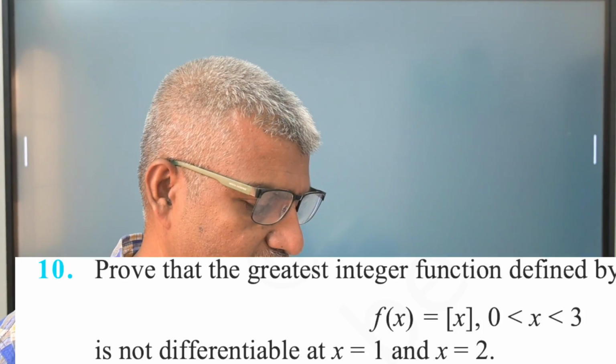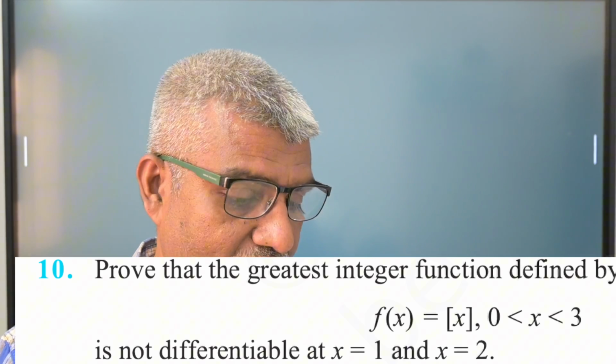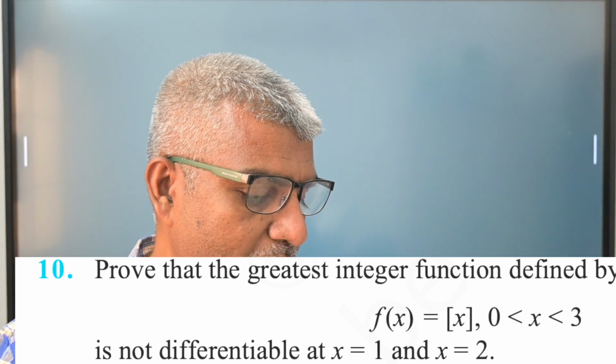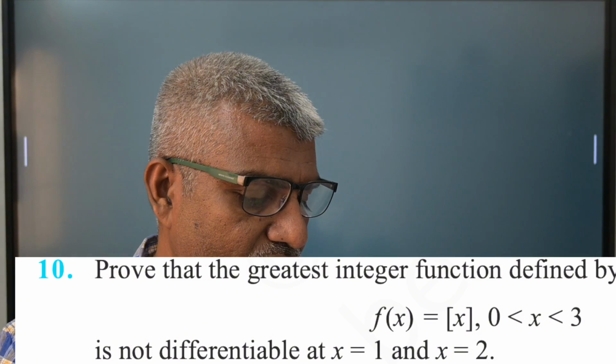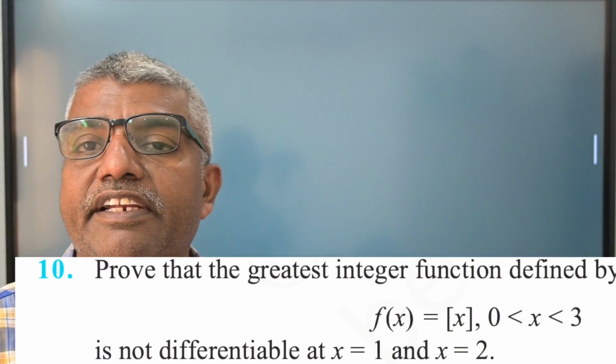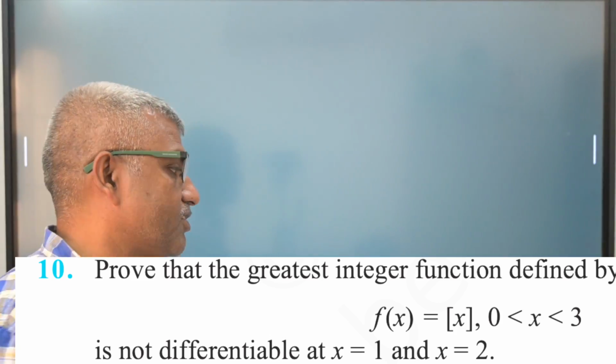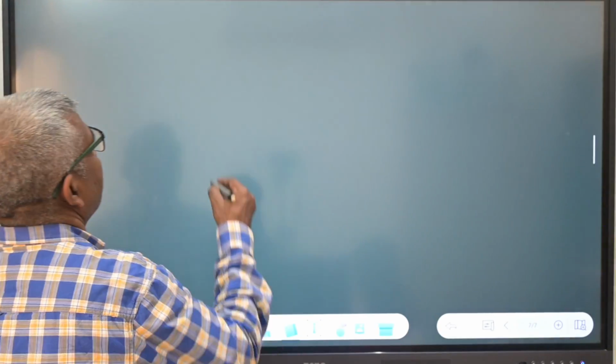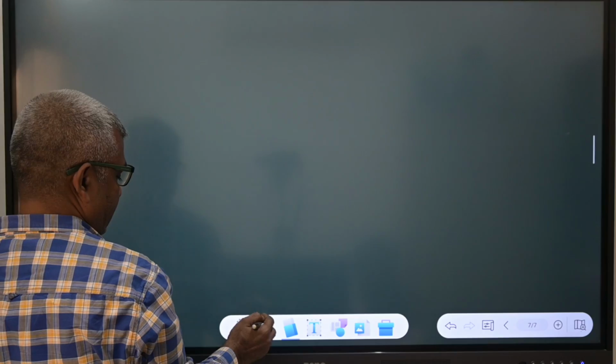In this lesson, we are going to see CBSE Grade 12 Maths Exercise 5.2, question number 10. Look at the question. To prove that the greatest integer function defined by f of x, between x is between 0 and 3, is not differentiable at x is equal to 1 and at x is equal to 3. Okay, f of x is [x].